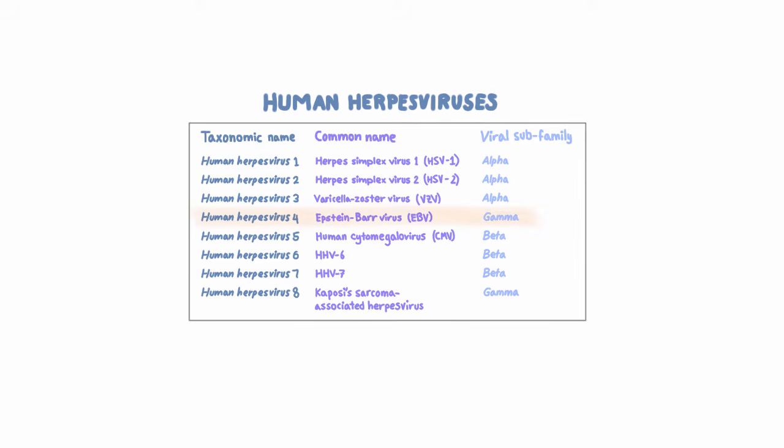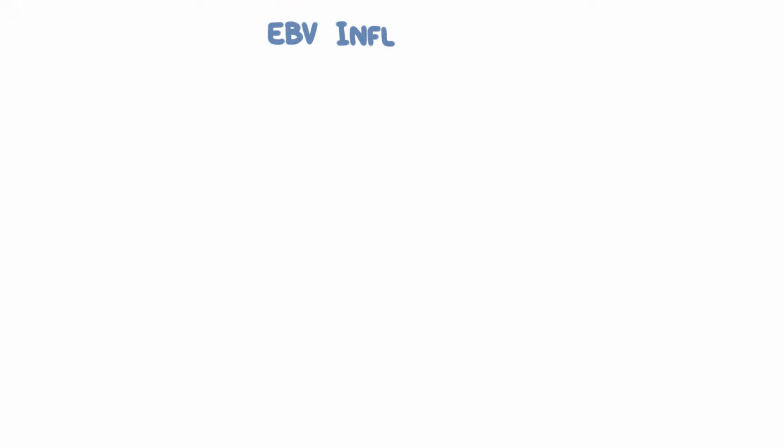Now we're going to talk about EBV, or Epstein-Barr virus, which is HHV4. Almost 100% of adults have been previously infected by EBV, and it causes 90% of infectious mononucleosis, commonly called mono. What is mono and why are there other causes? We'll get to that in a second, but let's start by just talking about EBV infection.